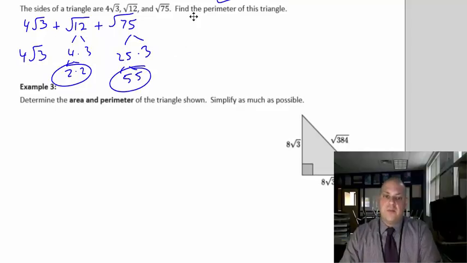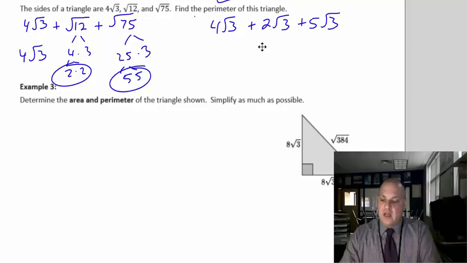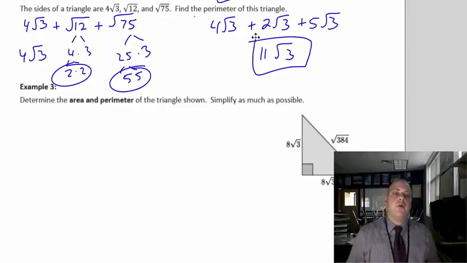All right, so I'm just going to bring it over here. We're going to have 4 radical 3. This one's going to be 2 radical 3. And this one's going to be 5 radical 3. Add them all up, I get 11 radical 3. And that is the perimeter of the triangle in simplest radical form.